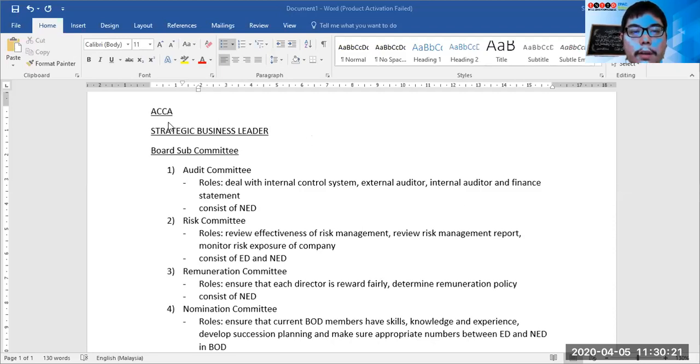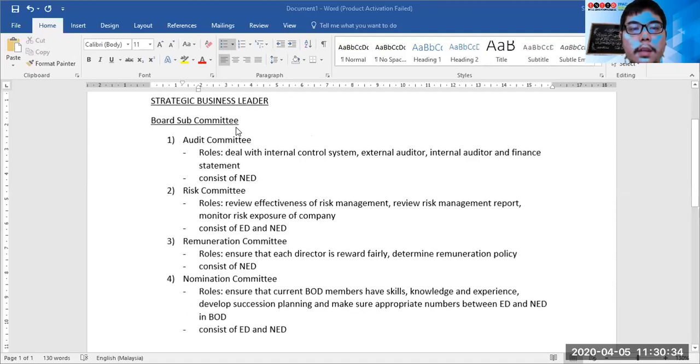We will talk about the SBL, Strategic Business Leader paper. Today, I will talk about the board subcommittee. This is under governance. As you know, the board of directors comprises executive directors and non-executive directors, which is ED and NED. And the board of directors can also be divided into different subcommittees.